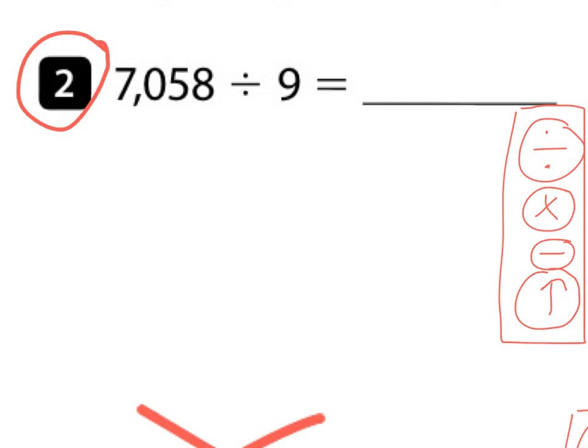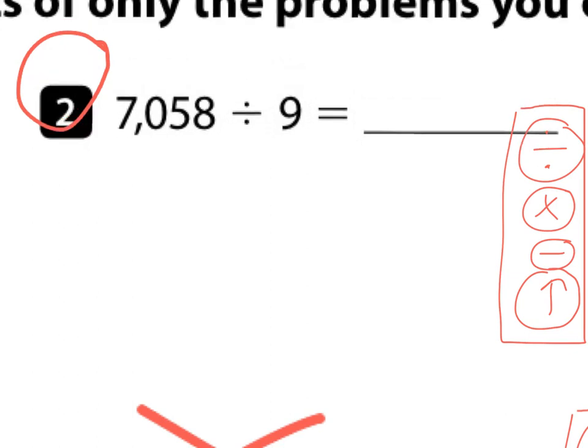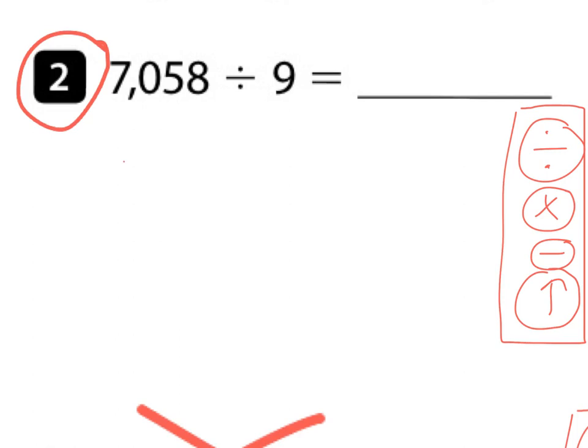All right, number 2, you have 4 digits in our dividend. So we'll have 4 boxes. We put each number in the top right.